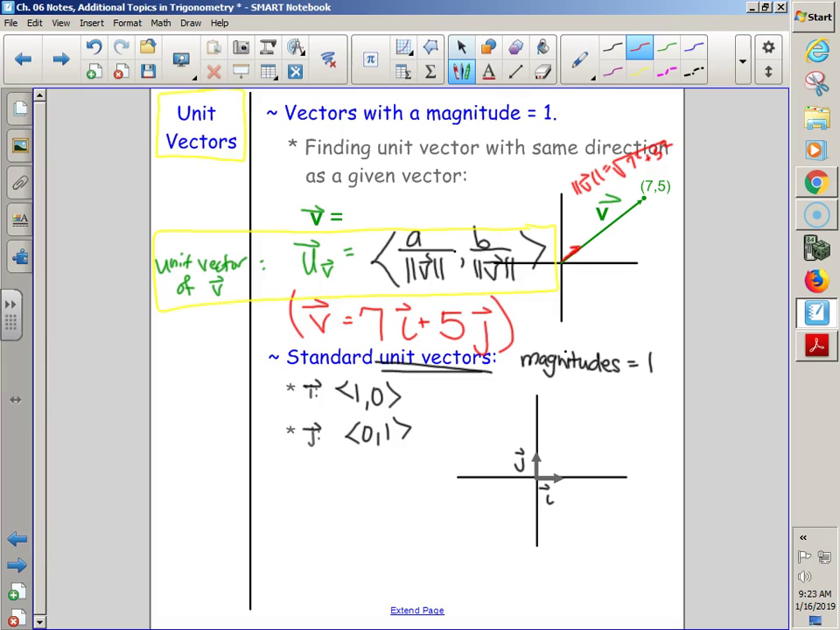And so if you take the old vector V, which had the 7 and had the 5, and say, okay, that's important, that's who you are, but I need to scale you back. What are you going to scale him back by? The square root of 74.